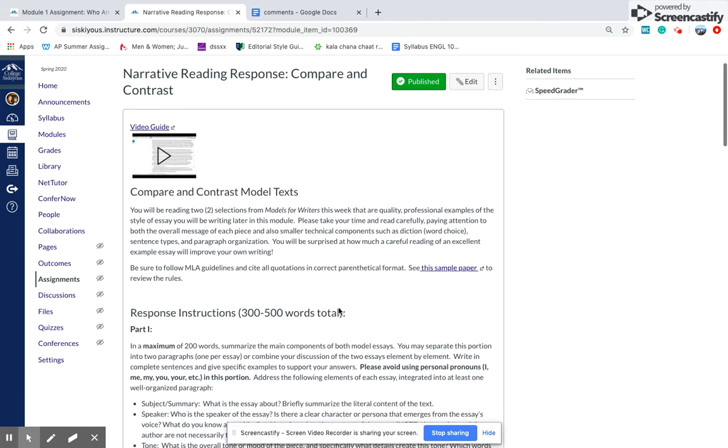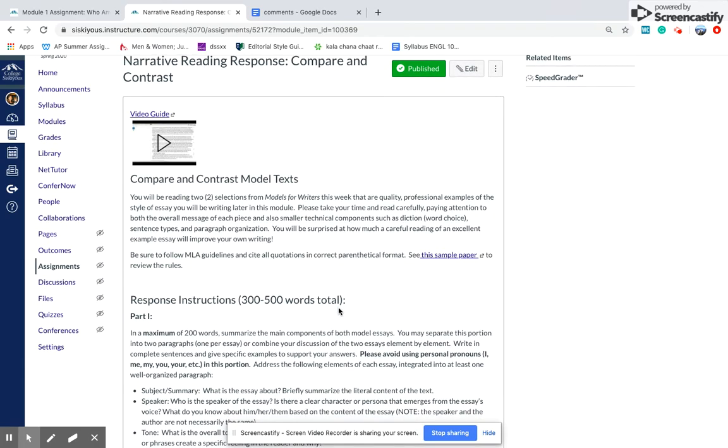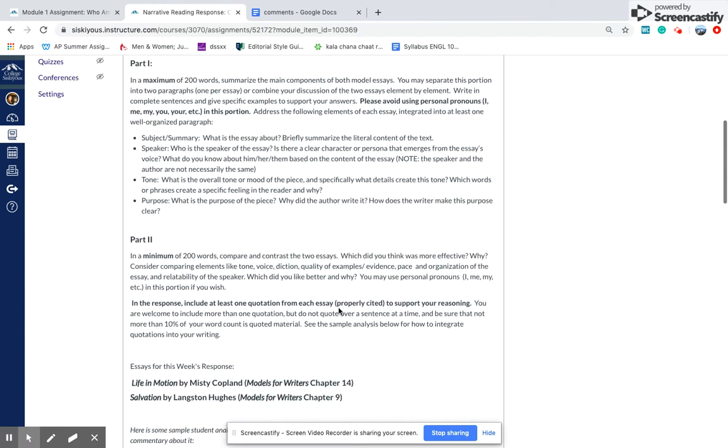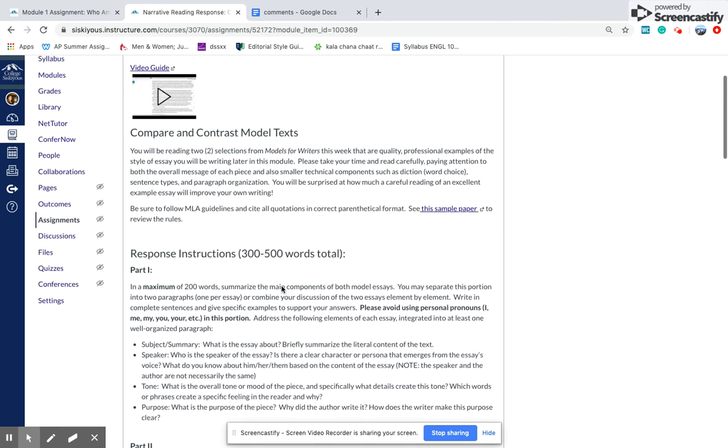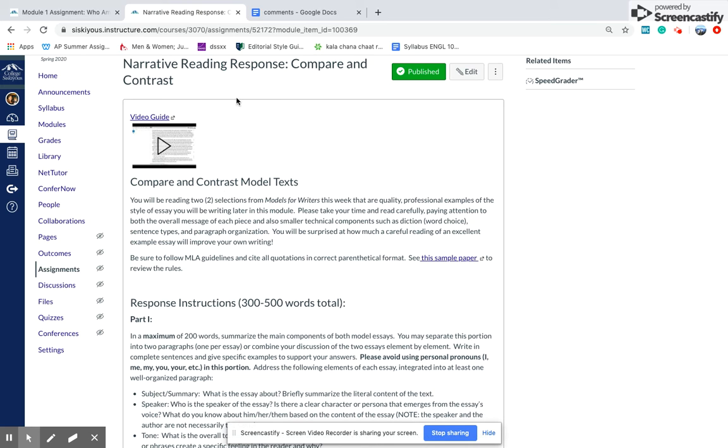Your writing this week is to compare and contrast 2 narrative essays in your textbook. Those essays are Life in Motion by ballerina Misty Copeland and Salvation by poet Langston Hughes. They're in different chapters, one in chapter 9 and one in your reading from chapter 14, but they are both examples of powerful stories. I won't go into too much detail, but you do need to watch this video guide. The sound does work on that one. It will walk you through exactly how to write it.